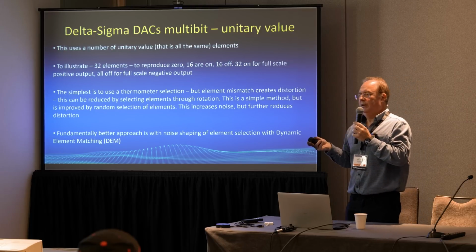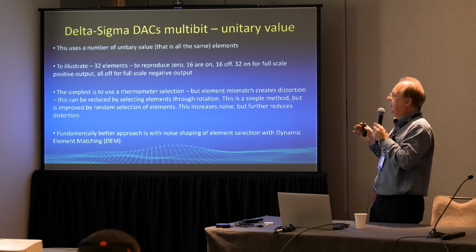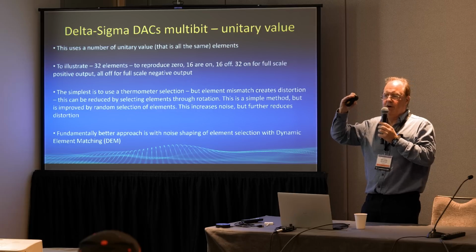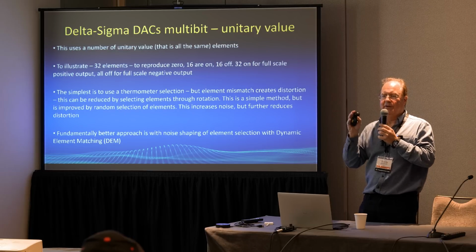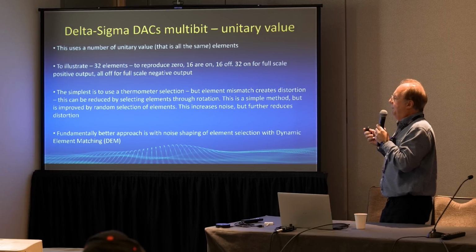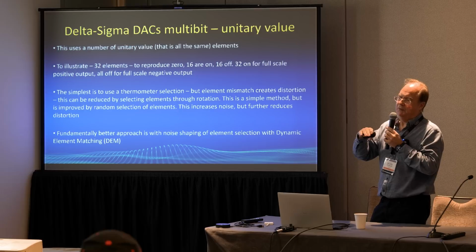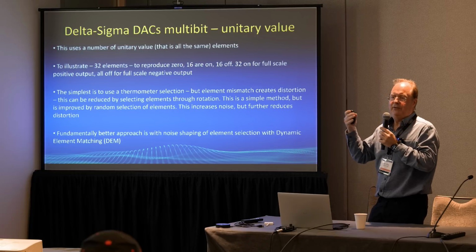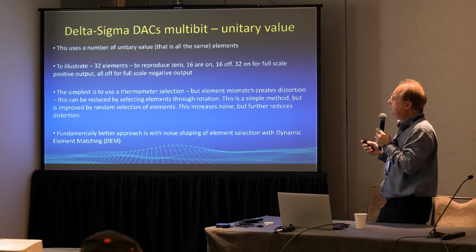The simplest way of doing this is to use something called a thermometer DAC. And here you have 0, 1, you switch 1 on, you switch 2 on, you switch 3 on. And you don't worry about anything else, you just turn them on a simple way. The problem with this approach is element mismatch, because we're back to R2R resistors, and each individual one will change the gain, that will change the linearity, so you're going to get lots of distortion from this.